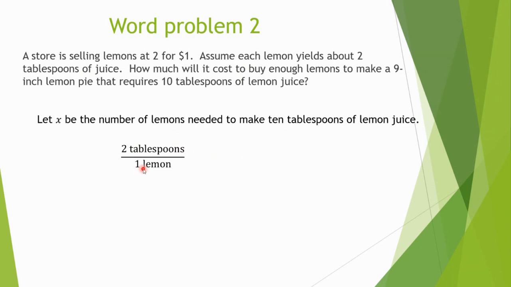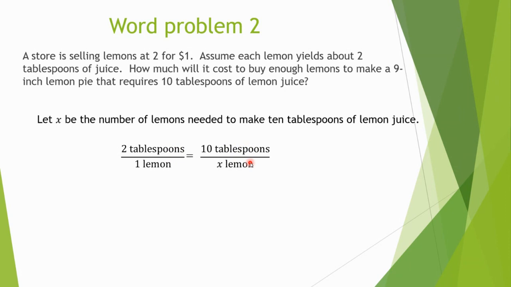You could have flipped this if you wanted to. You could do 1 lemon over 2 tablespoons, as long as you're consistent with the units. So X, again, is how many lemons we need to make 10 tablespoons. Well, if 1 lemon produces 2 tablespoons, then X lemons will produce 10. Both ratios deal with getting lemon juice from lemons, so they're both going to be equal to each other.